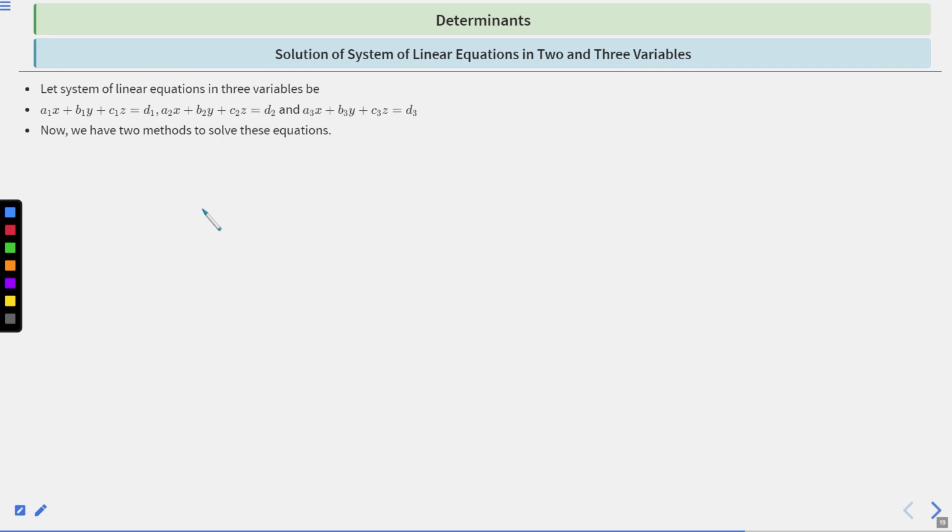Now let's move to the solution of a system of linear equations in 2 and 3 variables. Let the system of linear equations in three variables be a1x plus b1y plus c1z is equal to d1, a2x plus b2y plus c2z is equal to d2, and a3x plus b3y plus c3z is equal to d3. Now we have two methods to solve these equations.